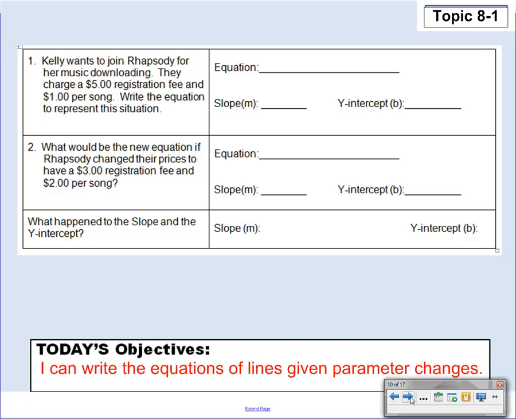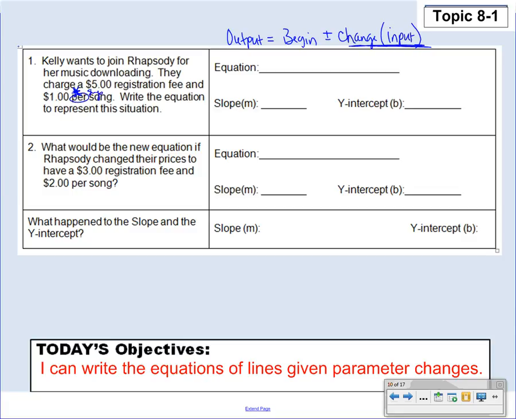When we wrote these equations before, we started with what's the output, how does it begin, and then is it going to change in a positive or negative direction, and then times the input. So the way that we can figure out what the change is, we can look for where it says per, because our change is going to be multiplied by the input. So I see a per here. This tells me it's going to be multiplied by the number of songs.